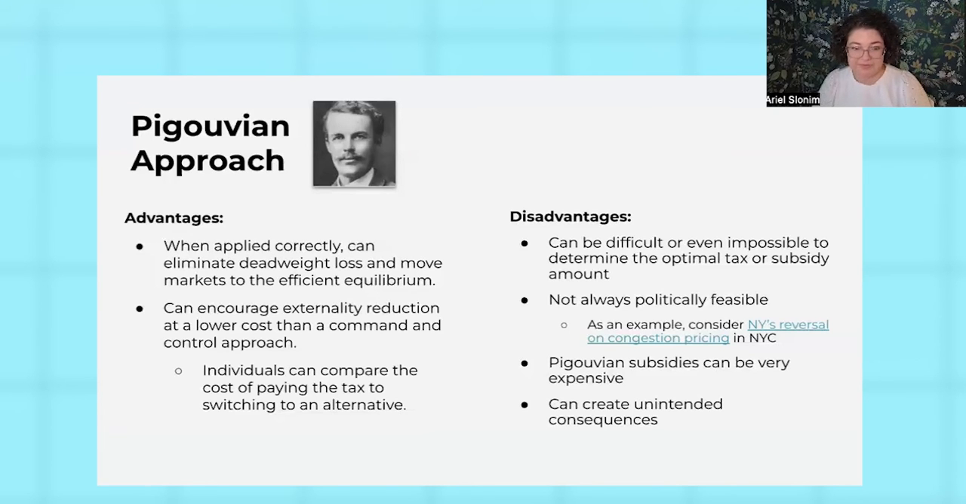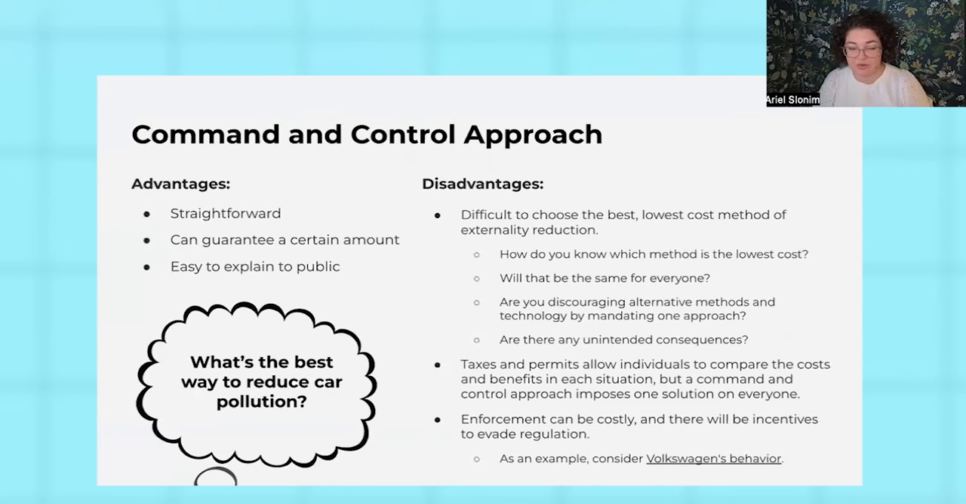So with a command and control approach, right, the advantage is it's really straightforward. You can guarantee a certain amount and you can talk about it. It's really easy to explain in a public speech, but it can be really difficult to pick what is that best optimal solution. Is that going to work for every factory? Is that going to work for every situation? Again, there might be unintended consequences.